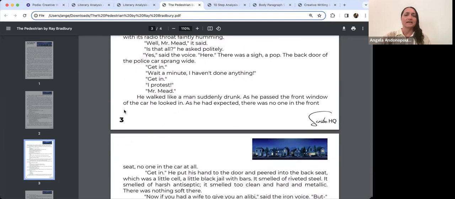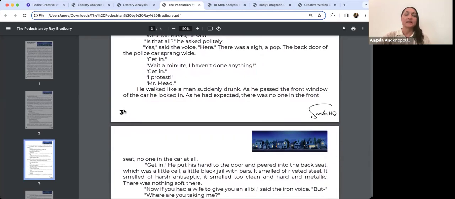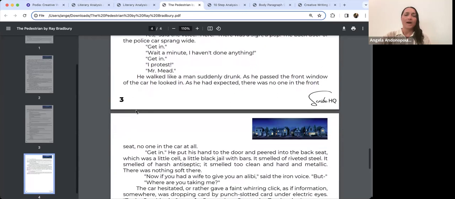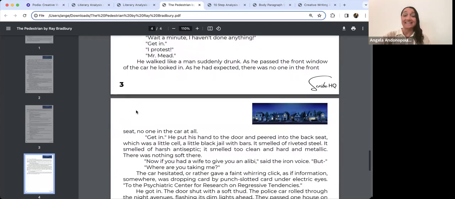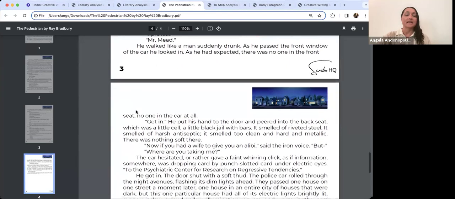"Well, Mr. Mead," it said. "Is that all?" he asked politely. "Yes," said the voice. "Here." There was a sigh, a pop. The back door of the police car sprang wide. "Get in." "Wait a minute, I haven't done anything." "Get in." "I protest." "Mr. Mead." He walked like a man suddenly drunk.